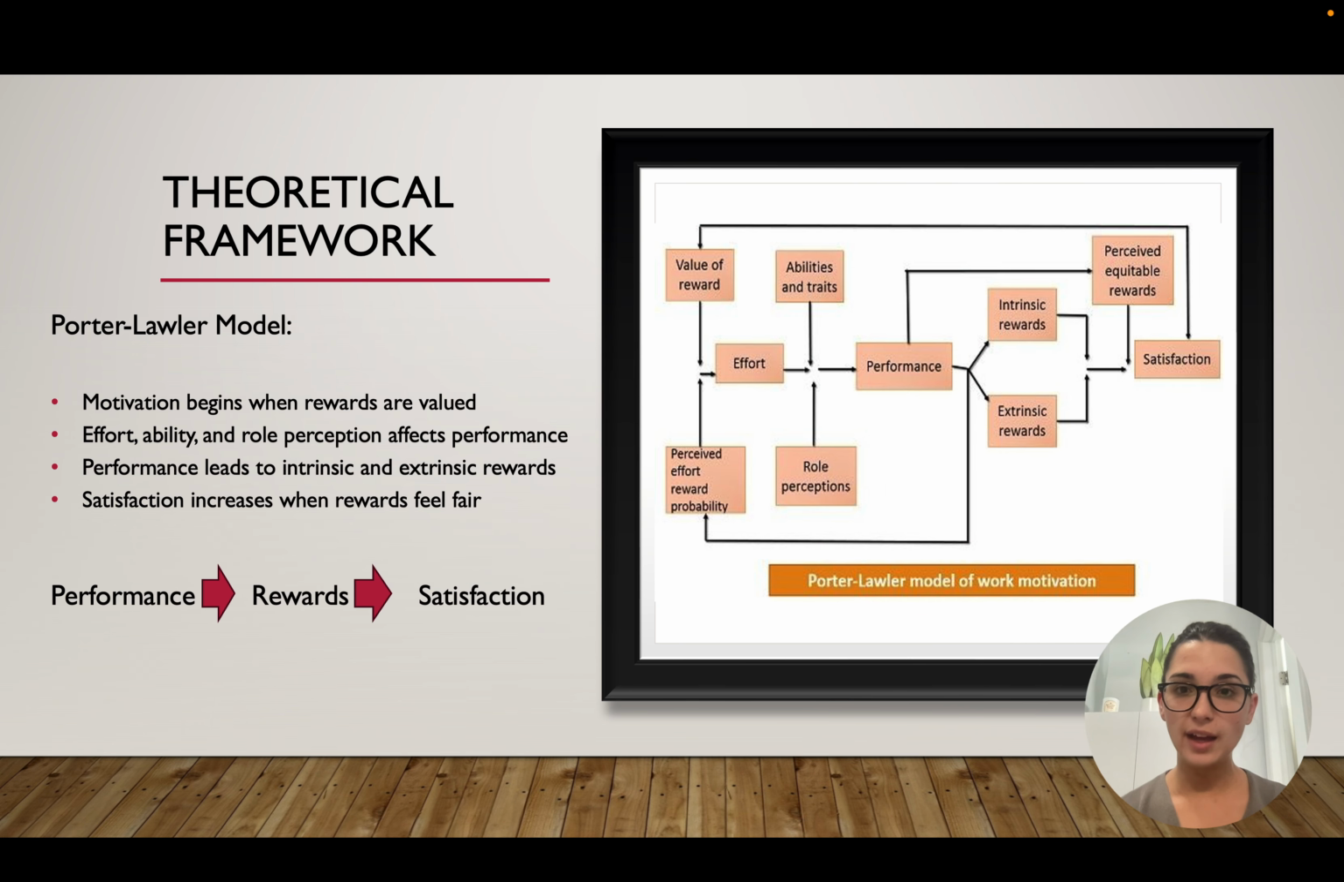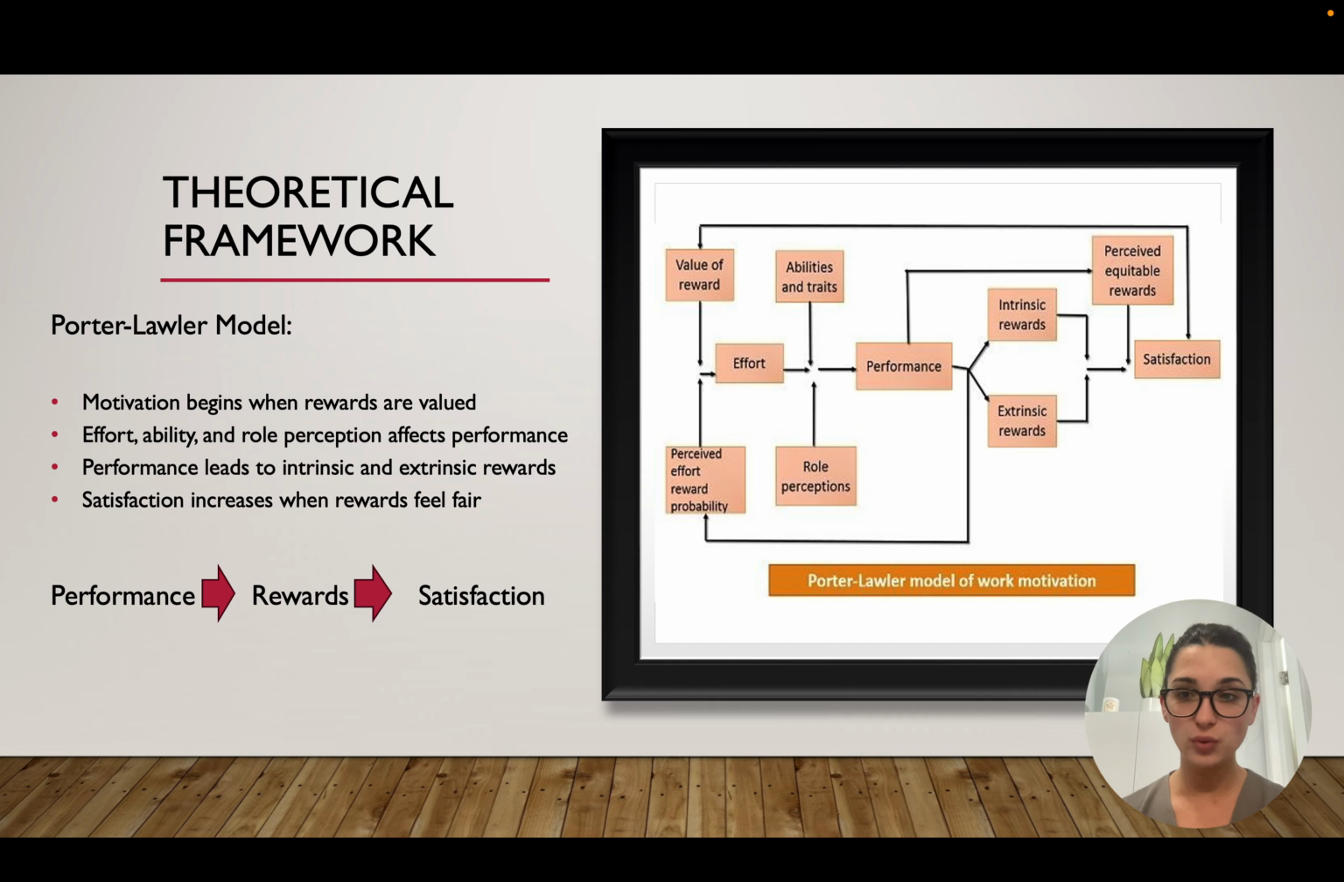In this next slide, you will see a diagram that shows how the Porter-Lawler model works step by step. The process starts when employees believe a reward is valuable and that working hard will help them earn that reward. This motivates them to put in effort. However, effort alone does not guarantee good performance. Employees also need to have the right skills, experience, and a clear understanding of their job responsibilities.